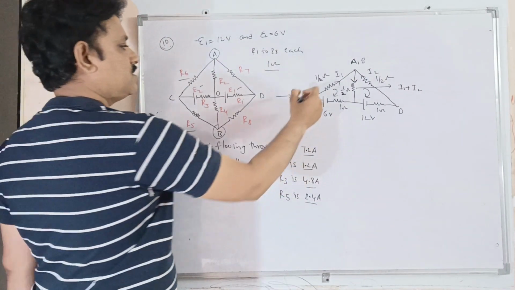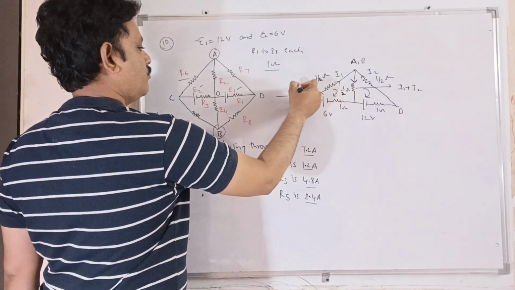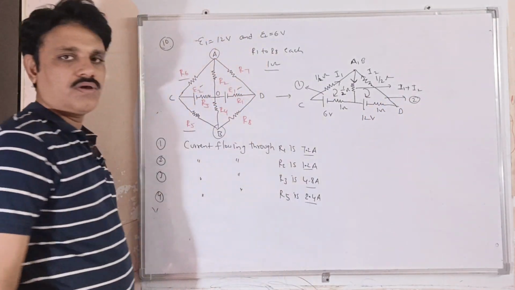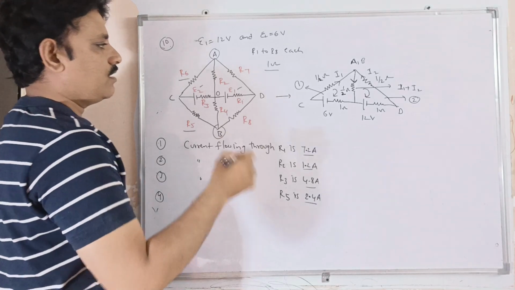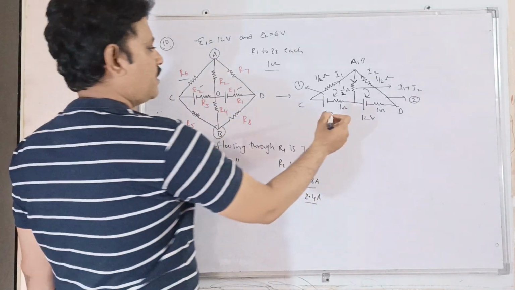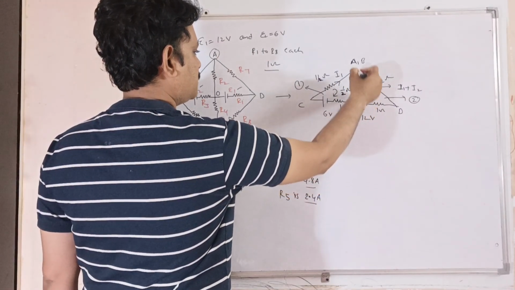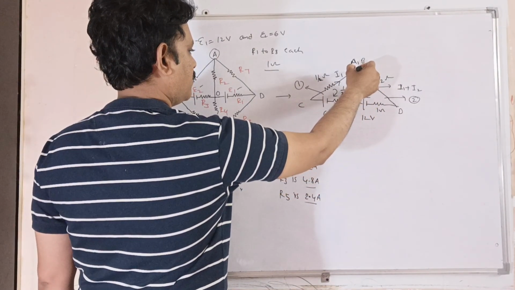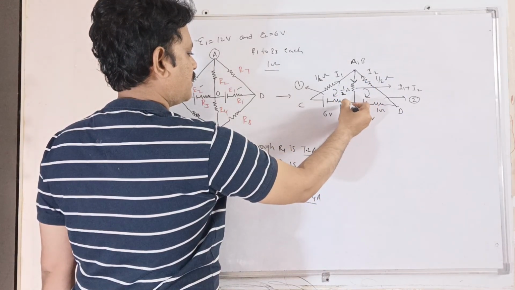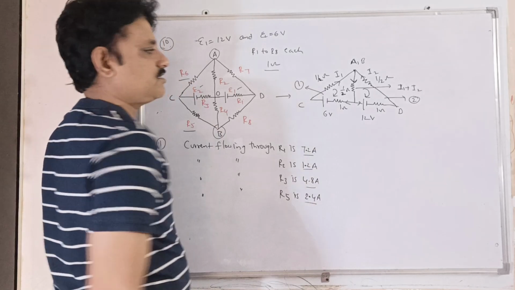So students, this loop is loop 1 and this loop is loop 2. Current I1 is passing through loop 1 and I2 current is passing through loop 2, and combinedly the current I1 plus I2 is passing through the 1 by 2 ohms. Finally here I1 and I2 is divided in this way.